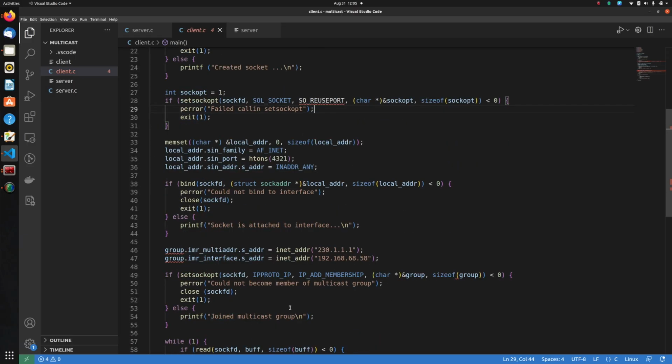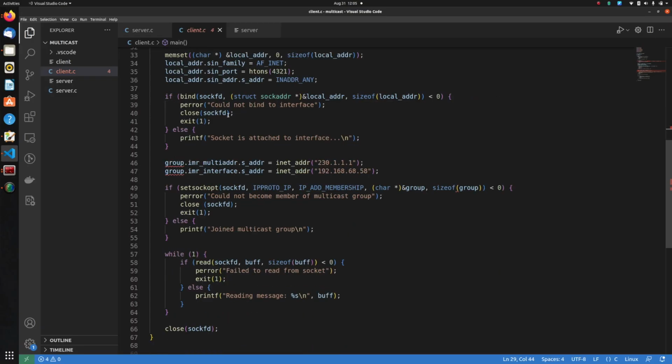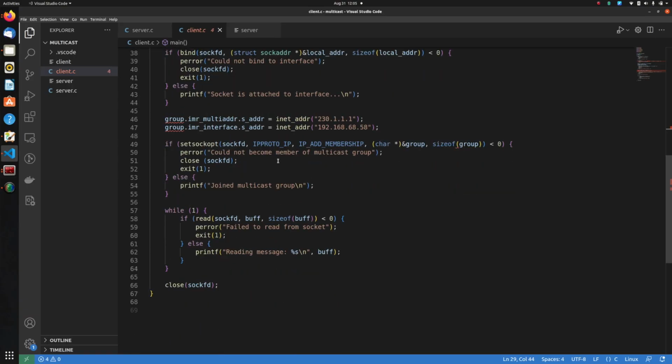Okay, so we enable SO_REUSEPORT, and the next thing we do is set up our local address. Why do we need the local address? Because this is the address to which we are going to bind our socket. Again, the family will be AF_INET, the port has to be 4321, and the address can be anything, so I'm just using INADDR_ANY, which is pretty much 0.0.0.0. It will bind to all the interfaces on port 4321. Next I do the bind call, and then now come the multicast related socket options.